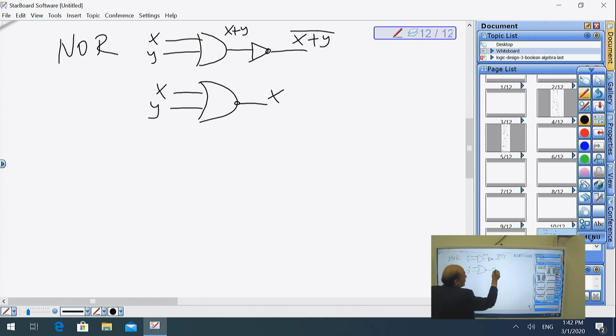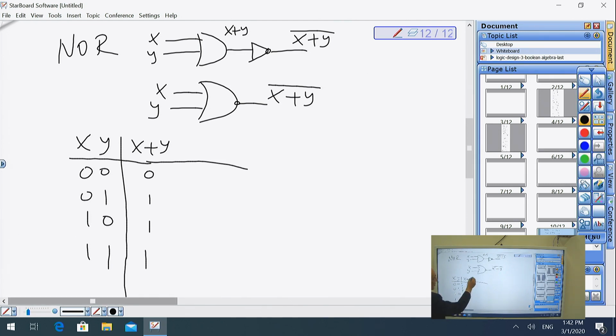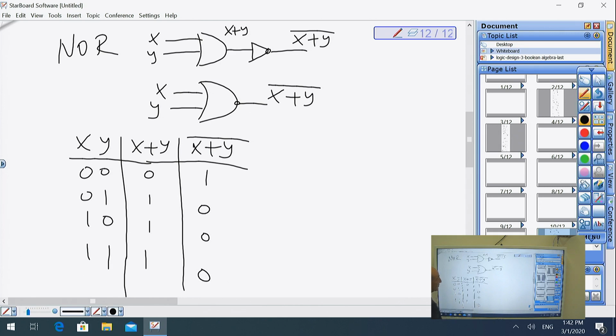XY, X or Y, all not. And again, the truth table for the NOR, 0, 0, 0, 1, 1, 0, 1, 1. Here, X or Y equals to 0, 1, 1, 1. And the NOR, X or Y, all not, which is 1, 0, 0, 0.